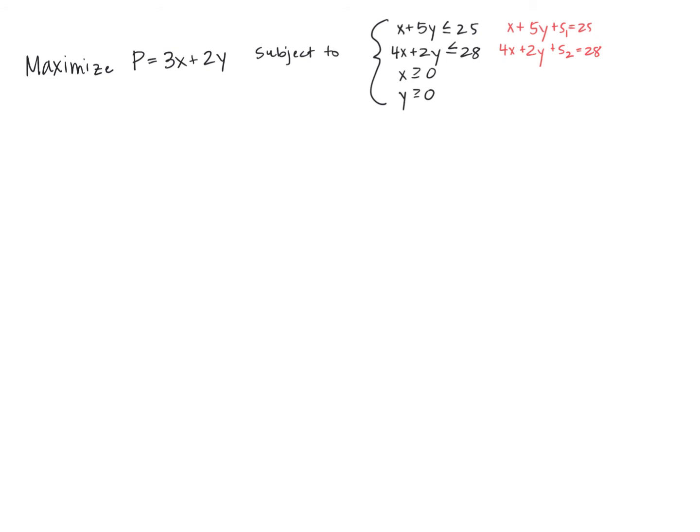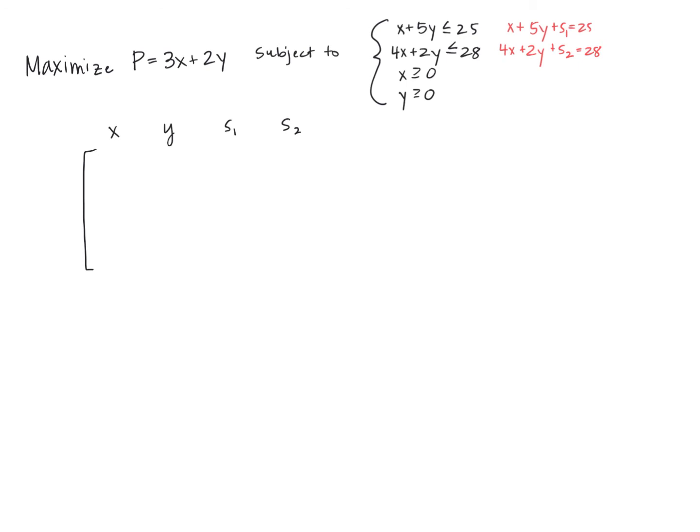Okay, so now what I want to do is use these two equations that I've come up with and start writing a matrix. Remember, when you're writing a matrix, each column represents a variable. So you will see that I have the variables x and y. But I've also added in these slack variables. So S1 is a variable and S2 is also a variable.